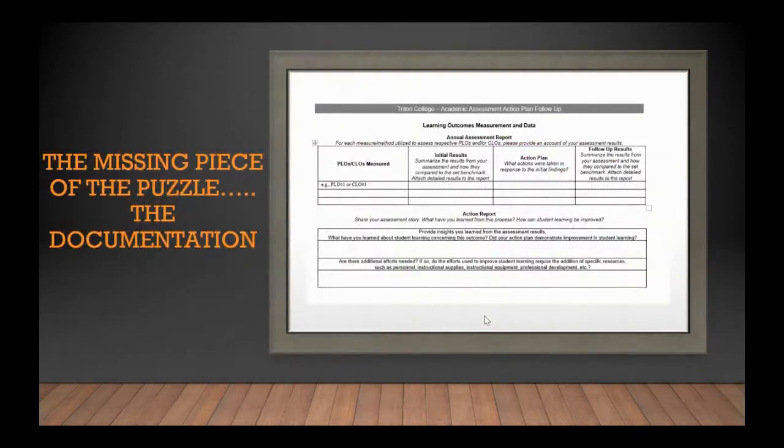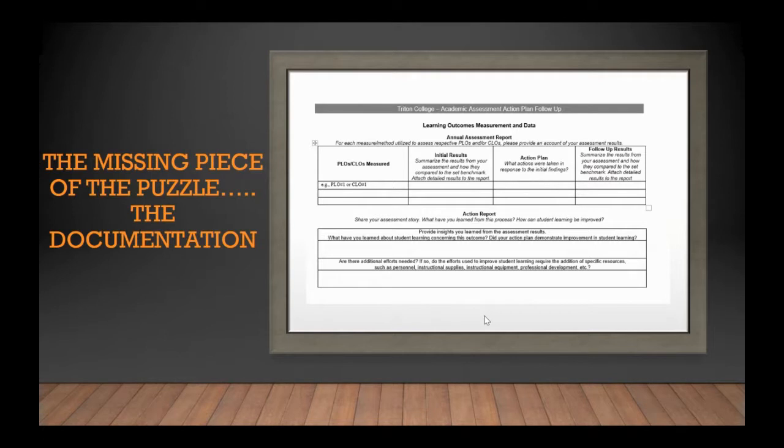All right, so the missing piece of the puzzle is something that I created, but it's not official yet, but I feel comfortable enough to share. So our missing piece of the puzzle is the documentation, right? So this is just a little bit of a modified form that takes us from the report to a secondary evaluation, or really our follow-up to that.